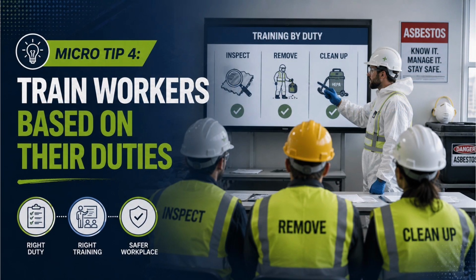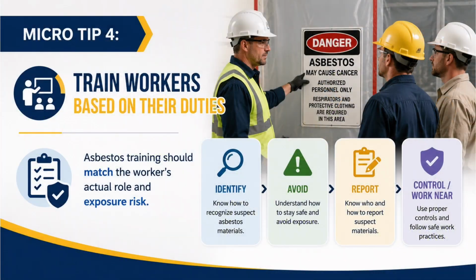Micro tip 4. Train workers based on their duties. Asbestos training should match the worker's actual role and exposure risk. A worker who only needs to recognize and report suspect material may need awareness training, while maintenance or abatement workers may need more detailed instruction. If a worker is expected to identify, avoid, report, control, or work near asbestos, their training must match that responsibility.